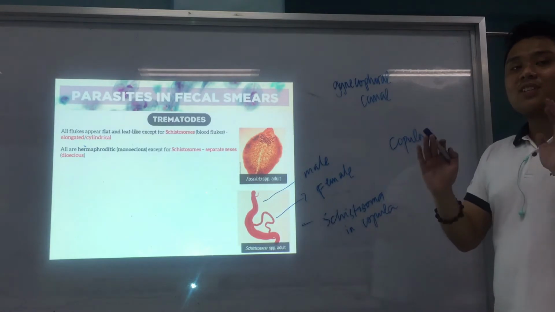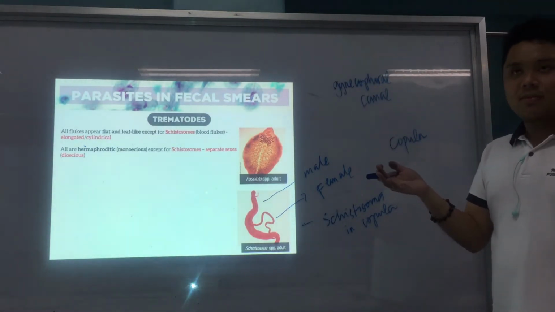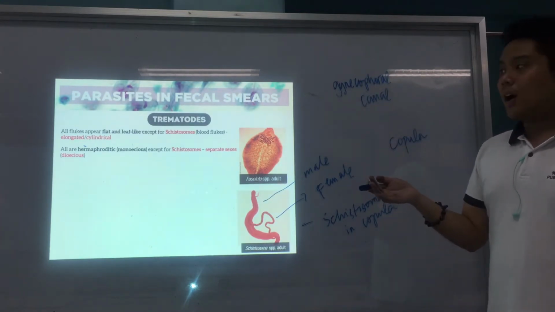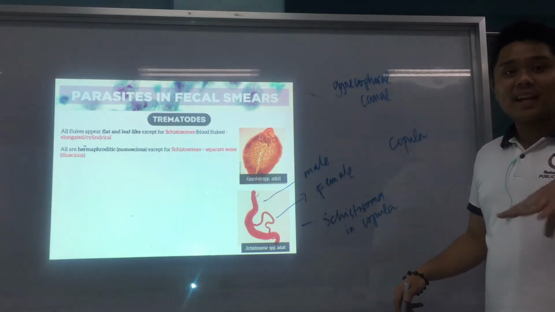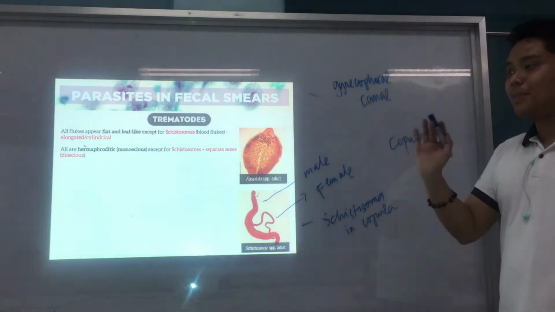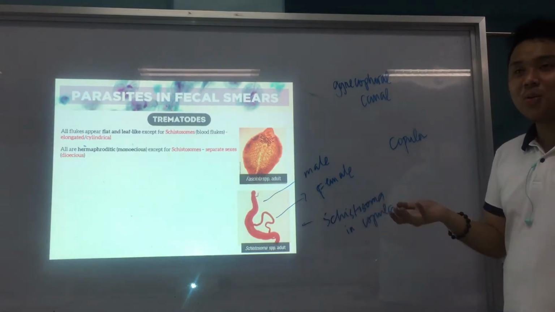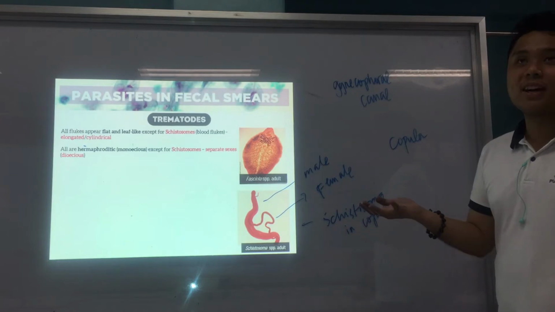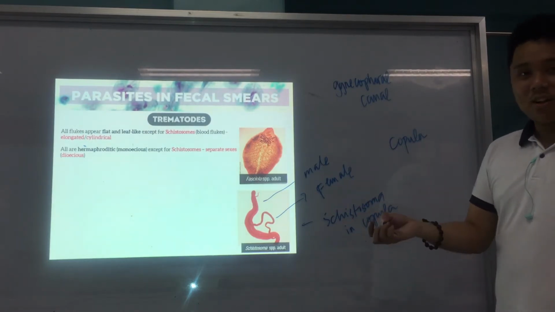So their sexes are separate, meaning one schistosoma is the male, another schistosoma is the female, and another schistosoma is the male. Whereas the rest of your flukes, one fluke already contains the male reproductive organ and the female reproductive organ, except again for schistosome. Again, this is Schistosoma in copula, meaning they are in reproduction state. They always produce na eggs.